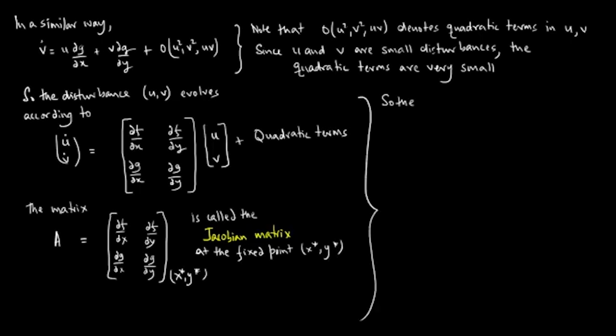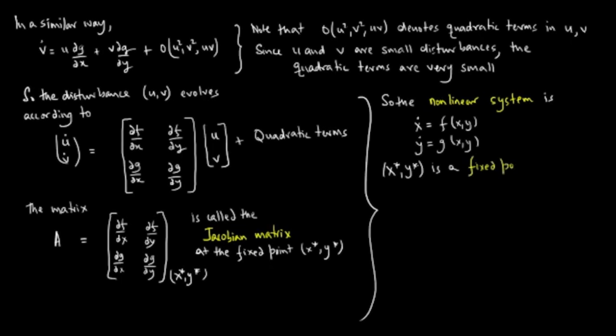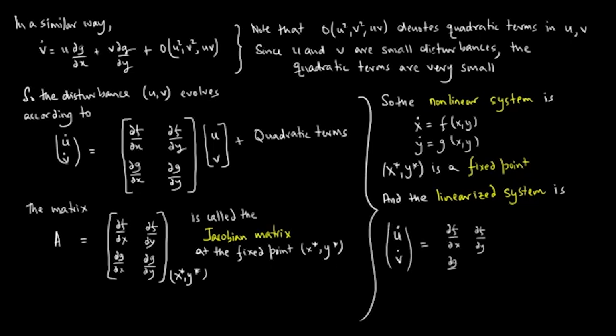So the nonlinear system is x dot is equal to f of (x, y), y dot is equal to g of (x, y), where (x star, y star) is a fixed point, and the associated linearized system is (u dot, v dot) is equal to the matrix (df/dx, df/dy; dg/dx, dg/dy) evaluated at (x star, y star) times (u, v).